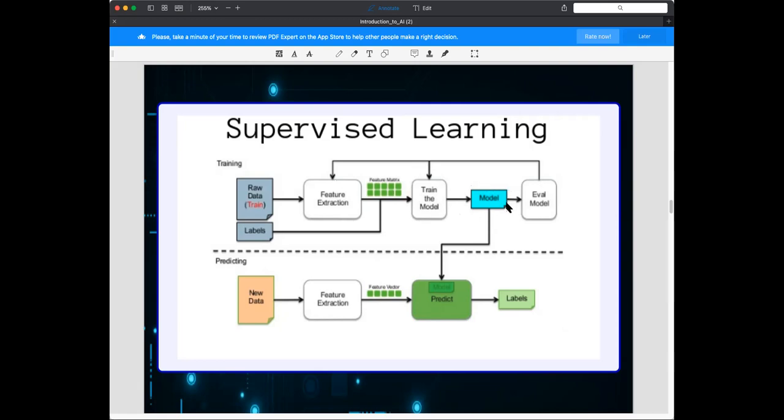Okay, when you train the model, now you have the model trained. You need to evaluate the model. How would you evaluate it? Test it. Let's say your system recognizes between an Audi, a Mercedes, and a Toyota. Those are the three cars you want to learn.